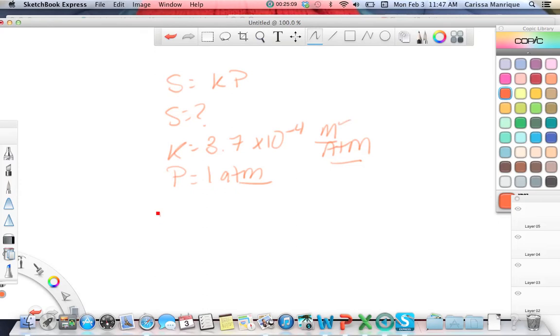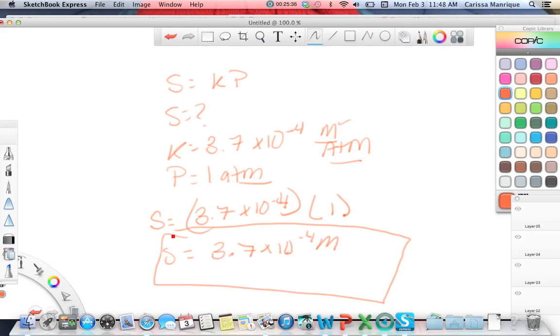So let's plug this in. Solubility equals K, which is 3.7 times 10 to the negative 4, multiplied by 1, which is our pressure. So that tells us the solubility is 3.7 times 10 to the negative 4 molarity. That's how much we can dissolve.